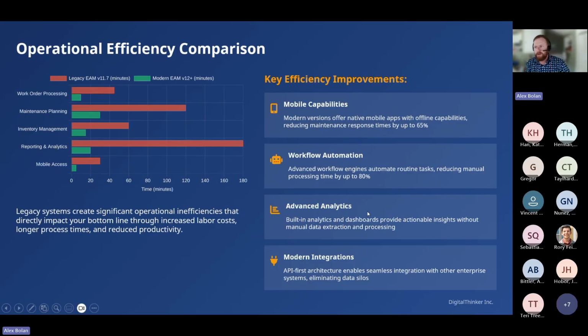So let's talk a little bit more about operational efficiency comparisons here. There's a huge efficiency gap. These legacy systems require more manual intervention for routine tasks, which is creating labor costs that accumulate over time. It's easy to think that 5 minutes a day, 10 minutes a day on some of these tasks every day of the week doesn't really affect the bottom line. But when you add it up over a year, it has major impacts.